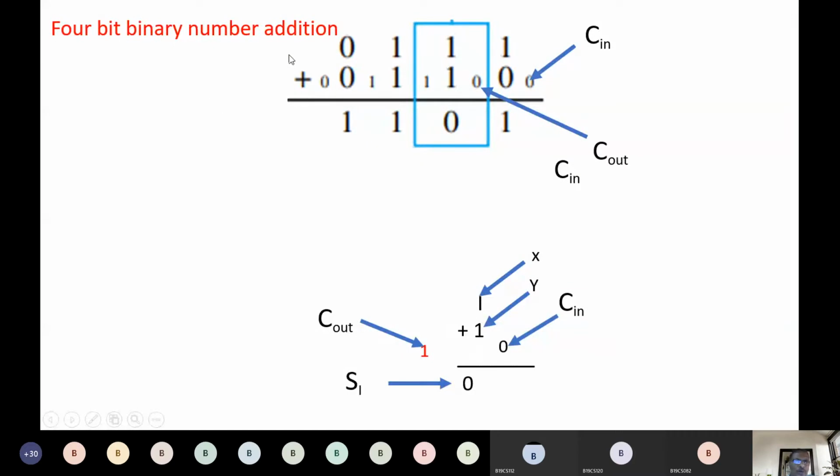We already saw how a 4-bit binary addition is done in the last class. In the last class, we saw 1's complement, 2's complement, and sign and magnitude, 3 different representations, and also how the addition is done. So here we have a 4-bit number, and here another 4-bit number, and we add from the right extreme and move towards the left, adding the pairs.